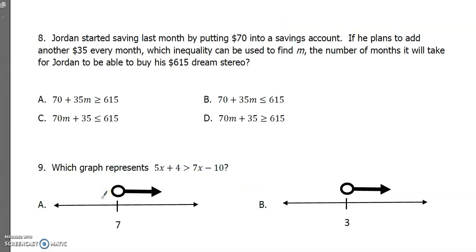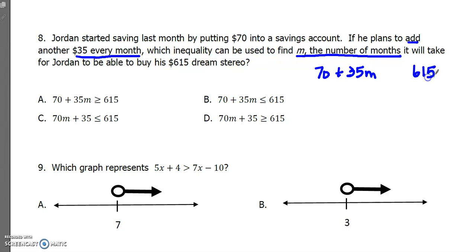Number 8 states that Jordan started saving last month by putting $70 into a savings account. If he plans to add another $35 every month, which inequality can be used to find M, the number of months it will take for Jordan to be able to buy his $615 dream stereo? Okay, so he started with $70. He's going to add 35 every month, and M is going to represent the number of months. So we are adding $35 every month.